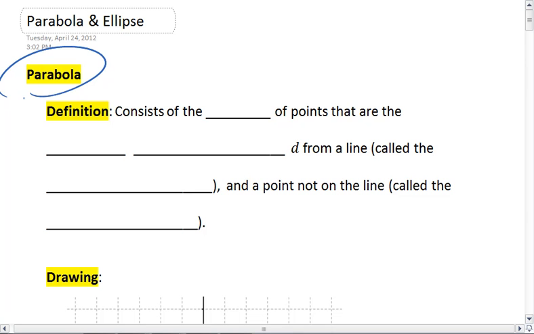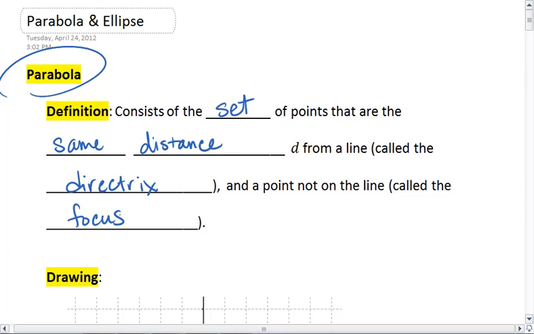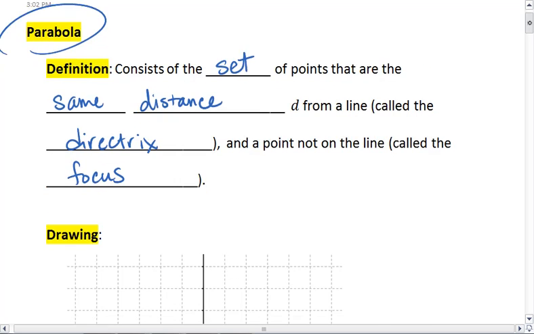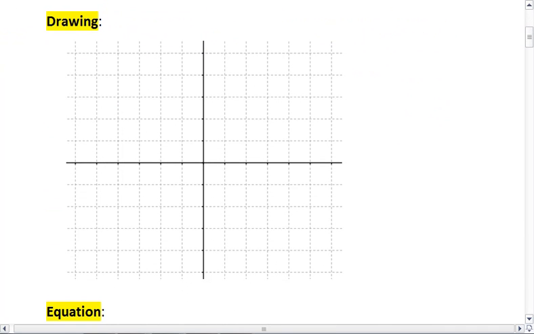And a parabola consists of the set of points that are the same distance, and we say that distance is d, from a line which is called the directrix, and a point not on the line which is called the focus. This definition makes a little bit more sense if we have an illustration.